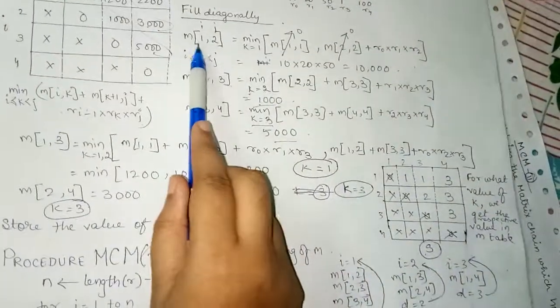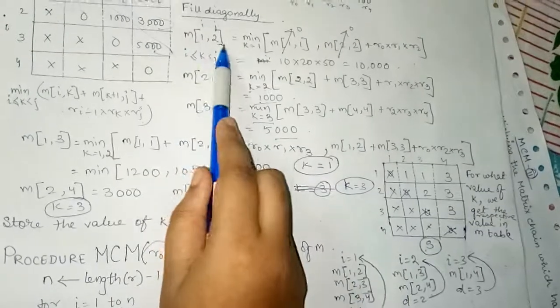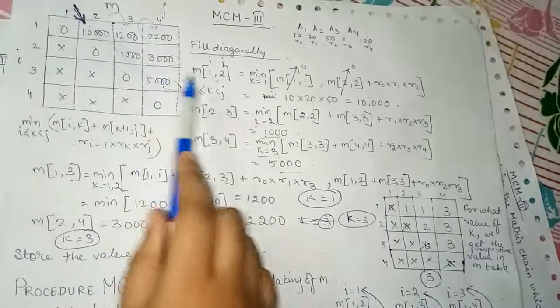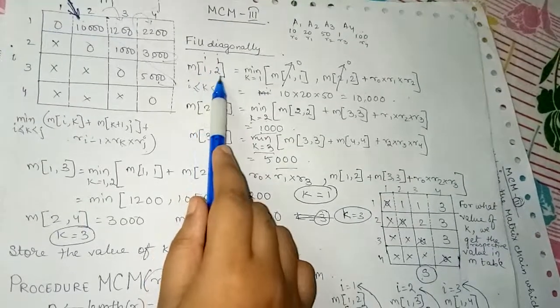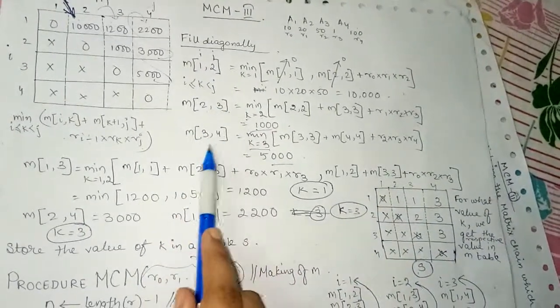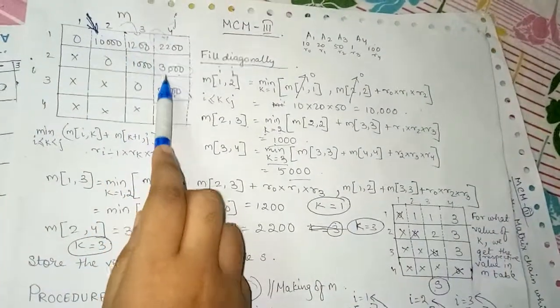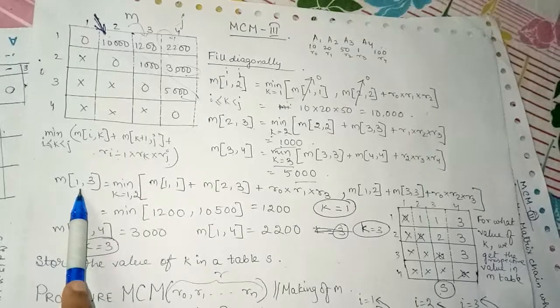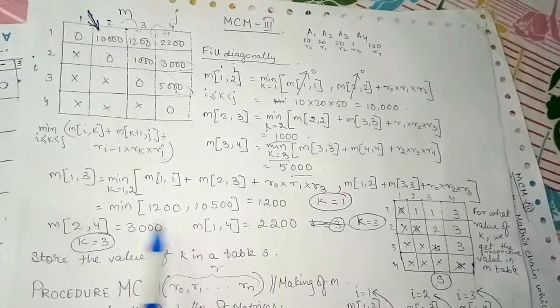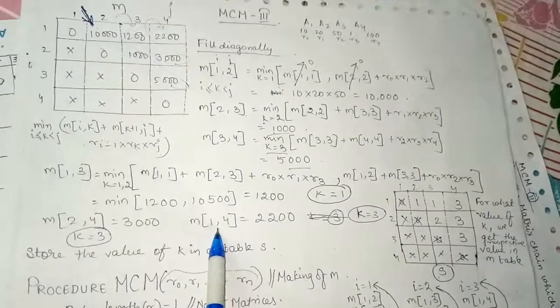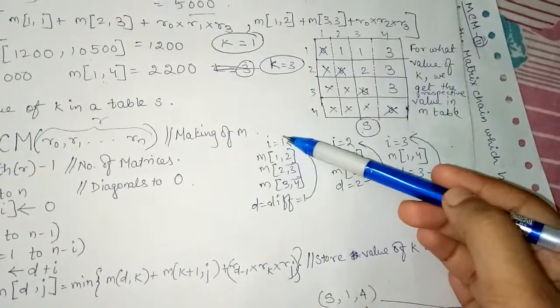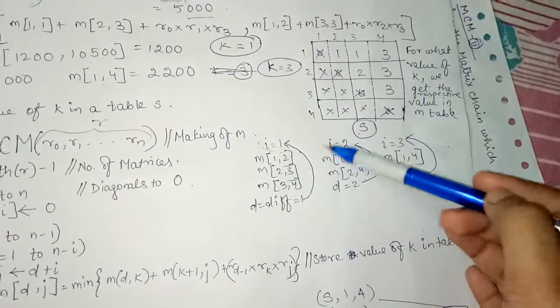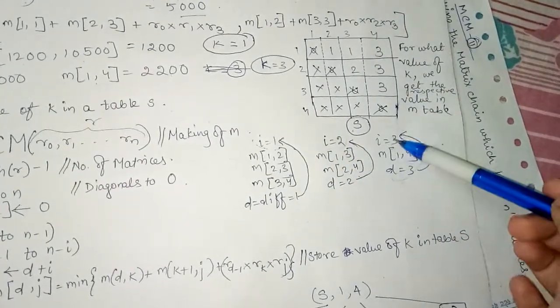While filling out these values, we have to notice that for the first diagonal, m of 1 comma 2 and these three elements, the difference between i and j is 1: 2 minus 1 is 1, 3 minus 2 is 1, 4 minus 3 is 1. For the second diagonal, 1 comma 3 and 2 comma 4, the difference is 2, and for the third diagonal, 1 comma 4, the difference is 3. So for diagonal equal to 1, the difference will be 1, diagonal equal to 2, the difference will be 2, for diagonal equal to 3, the difference will be 3.